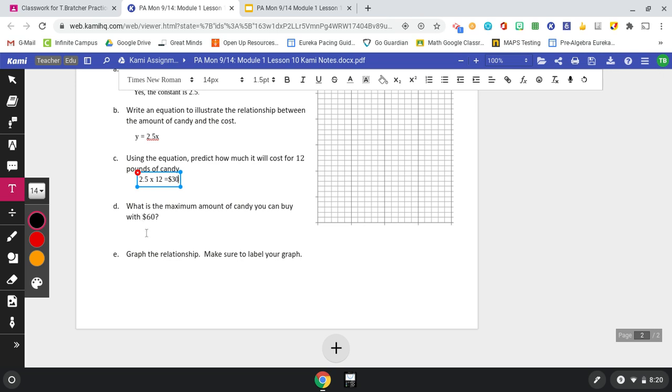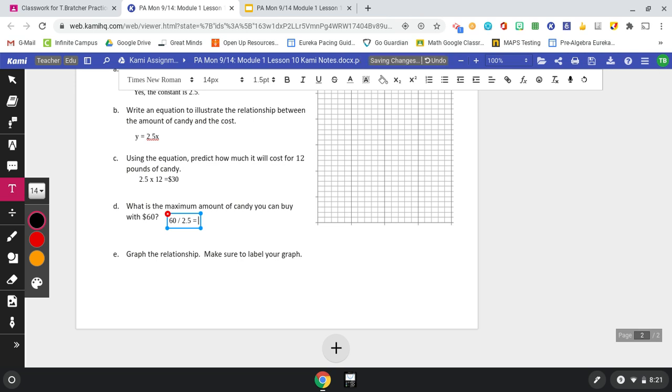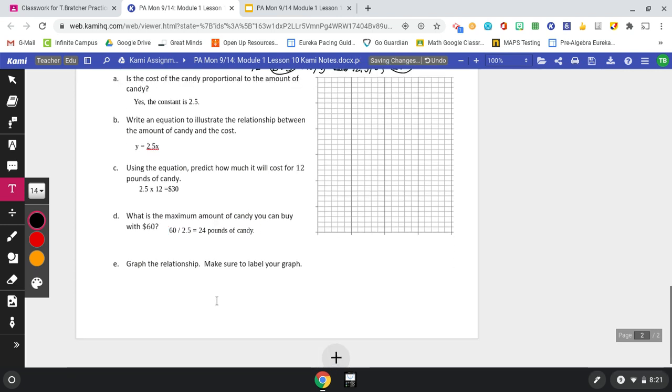Okay, and then it says what is the maximum amount of candy you can buy for $60? Okay, so again, this time instead of multiplying by my constant, I'm going to want to divide by my constant. So 60 divided by 2.5 is going to get you 24. And it says amount of candy. So remember, we're talking about in pounds. So 24 pounds of candy. And then it says to graph the relationship.